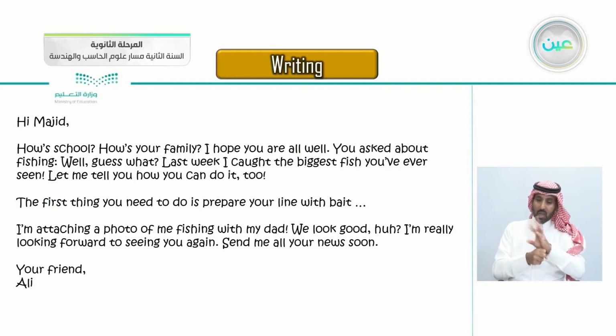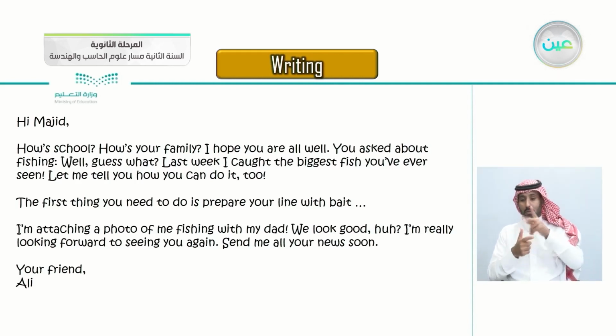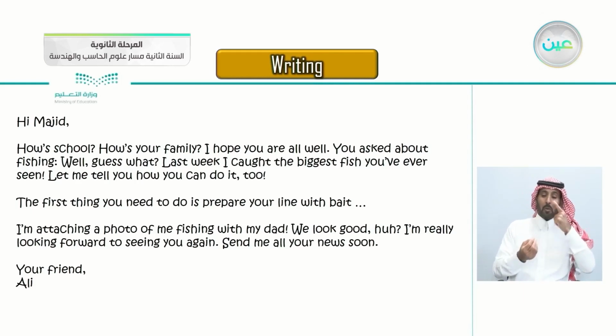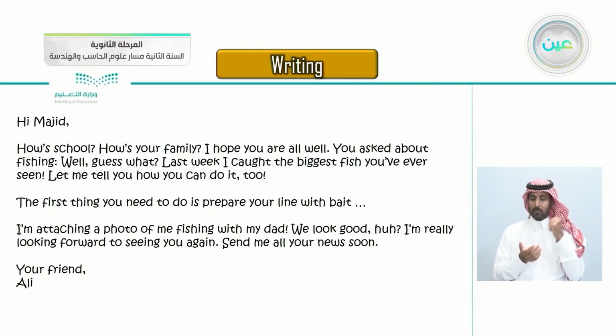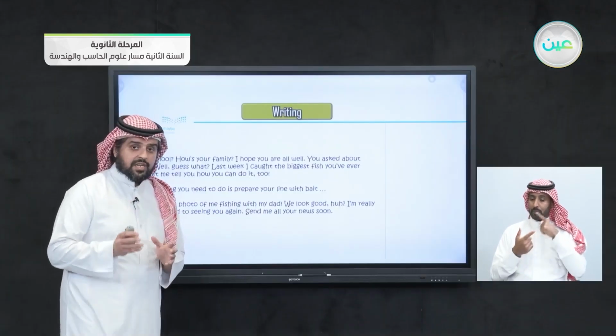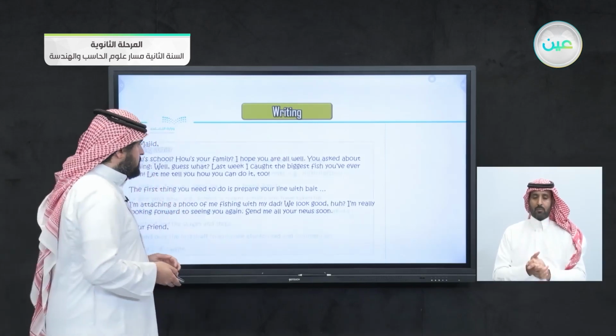The first thing you need to do is prepare your line with bait. Then you can continue writing. I'm attaching a photo of me fishing with my dad. We look good, huh? I'm really looking forward to seeing you again. Send me all your news soon. Your friend, Ali. So whatever sport you choose in the chart, you can write the same exact letter as this one, just talking about the sport or recreational activity that you chose.